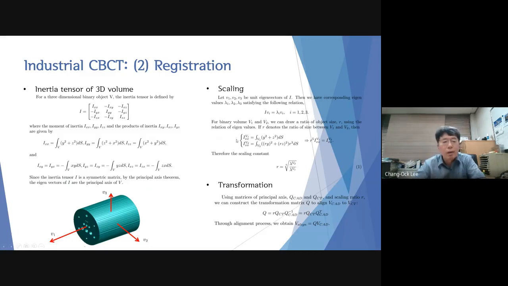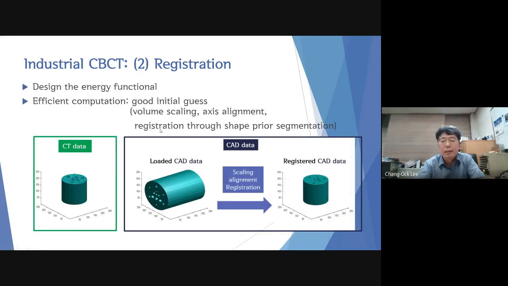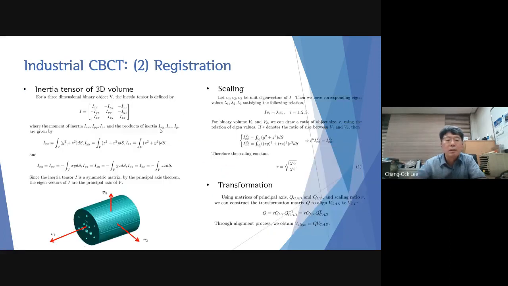Okay, so now how do we find the axis alignment? Here we have the matrix I. This is called the inertia tensor for the 3D volumes. By calculating this inertia tensor, which is actually a symmetric matrix, if you calculate the eigenvalues and eigenvectors, the eigenvector shows the principal axis of this object.